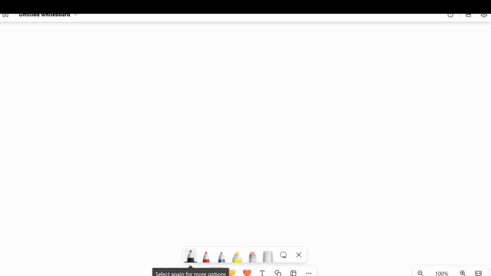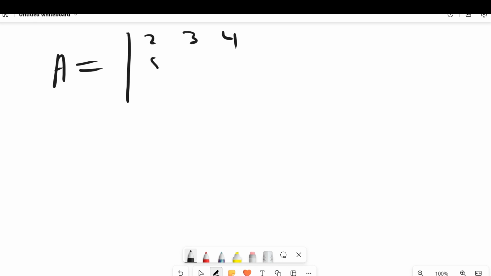Let's say we have a matrix A, and it's equal to 2, 3, 4, 5, 6, 7, 8, 9, and 10. Notice that this is a 3 by 3 matrix, or we can call it a square matrix, because the rows and the columns are equal. The number of rows is equal to the number of columns. So in this case, it is a square matrix.